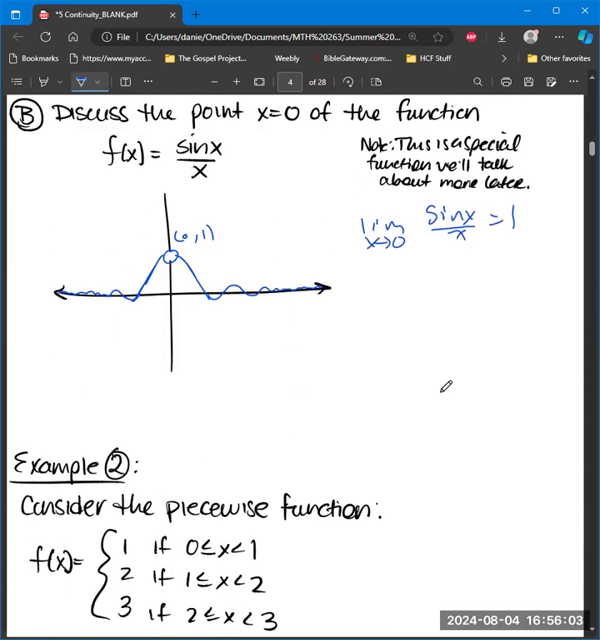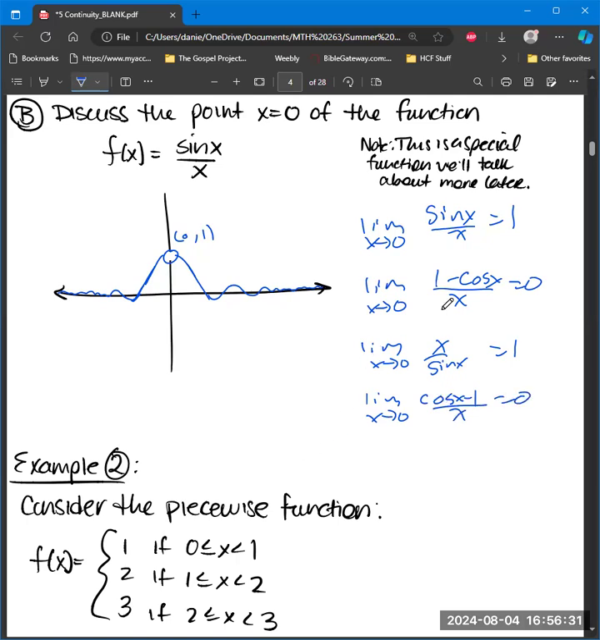We also need to know that the limit as x approaches 0 of (1 minus cosine of x) over x is equal to 0. This is going to work as well this way, and this is going to work as well this way. But I can't take the reciprocal of this one because the reciprocal of 0 is undefined. I can take the reciprocal of 1, and I'm still going to get 1.